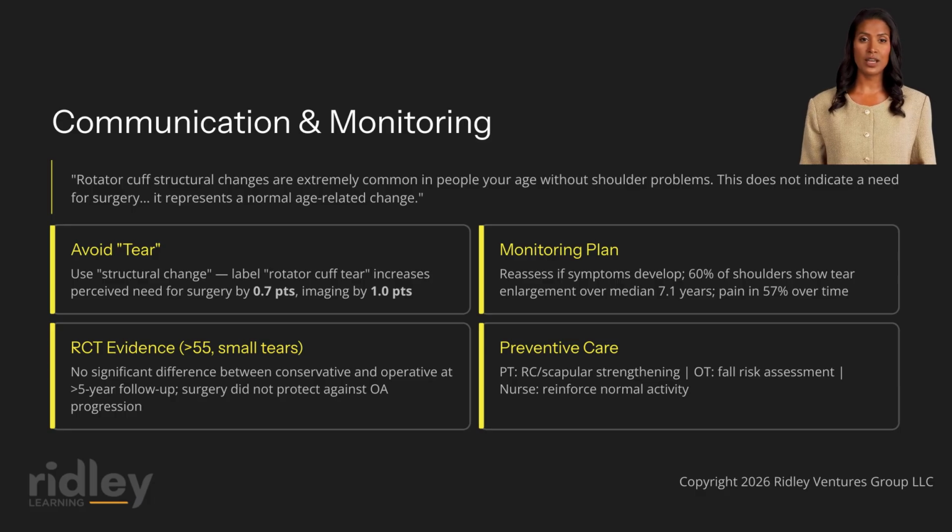However, a randomized trial in patients older than 55 with small, non-traumatic supraspinatus tears found no significant differences in outcomes between conservative and operative groups at over 5-year follow-up, and operative treatment didn't protect against glenohumeral osteoarthritis or cuff tear arthropathy progression. The physical therapist provides a preventive exercise program targeting rotator cuff and scapular strengthening, with the occupational therapist assessing for fall risk factors and recommending strategies to maintain functional independence. The nurse reinforces that the patient should continue all normal activities and return for evaluation only if shoulder pain, weakness, or functional limitation develops.